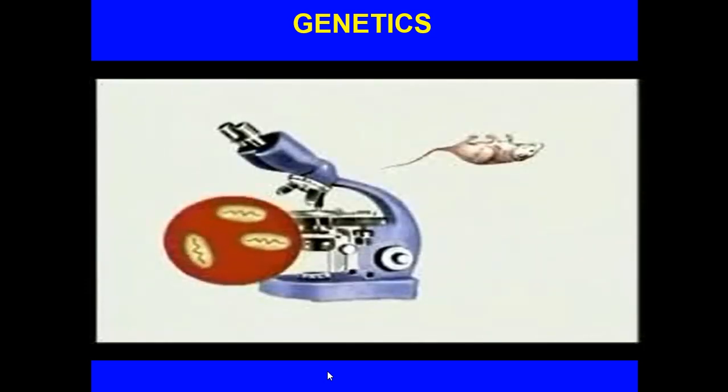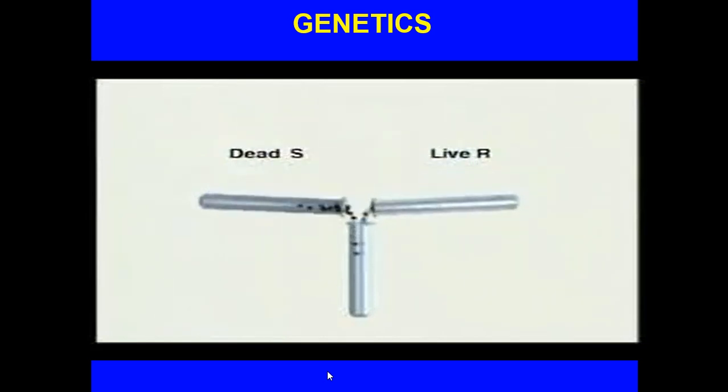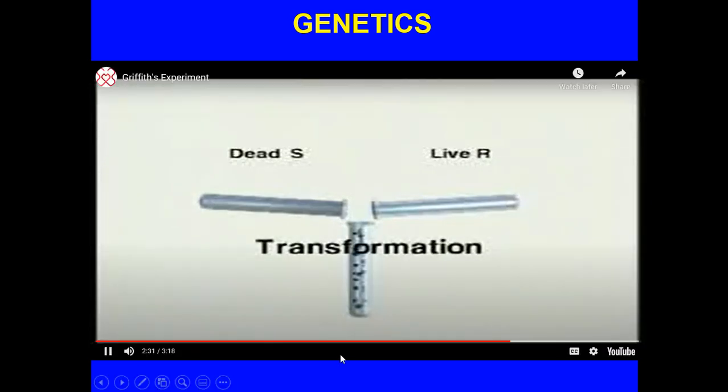Griffith examined some blood from the dead mice under the microscope. To his surprise, he found live S bacteria. Where had these live S bacteria come from? Griffith concluded that when the bacteria were mixed, some material had passed from the dead S bacteria to the live R bacteria. This material had transformed the R bacteria into S bacteria.